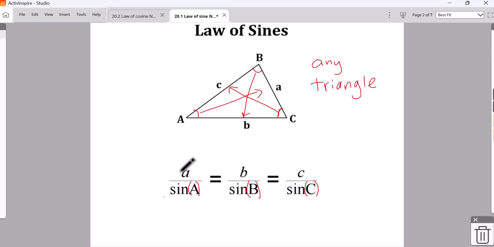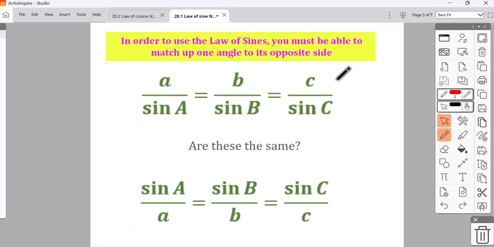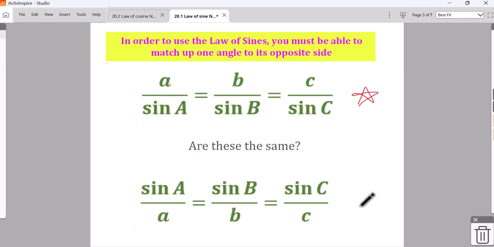The ratio, or the fraction, between the side length and the sine of its matching angle measure is the same as the ratio for any of the other sides with the sines of their angle measures. And so that is true always. One thing I want you to notice is that each of these are actually the same. You may want to pause the video here and write both versions down, because sometimes one is more helpful and sometimes the other version is more helpful.